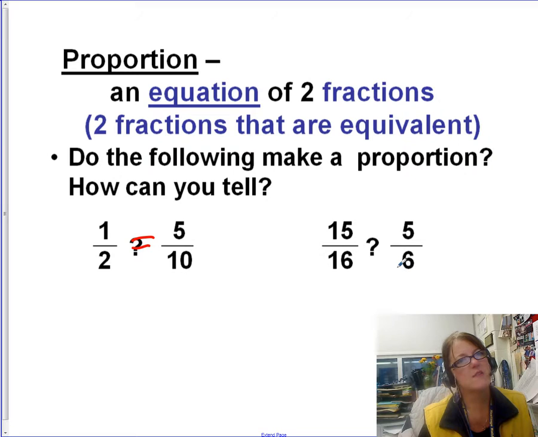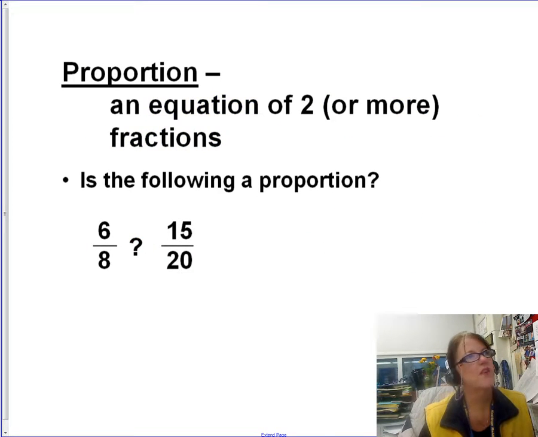15/16, is that the same as 5/6? In simplest form, no. Actually, that is in simplest form. No. See, if I had 15, this would be 15/18 versus 15/16. That doesn't work. Now, there is another way to check.